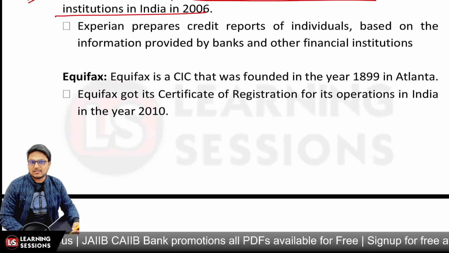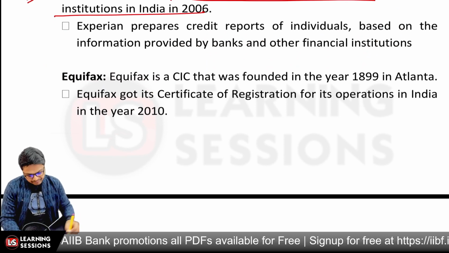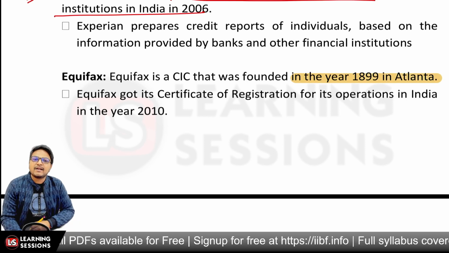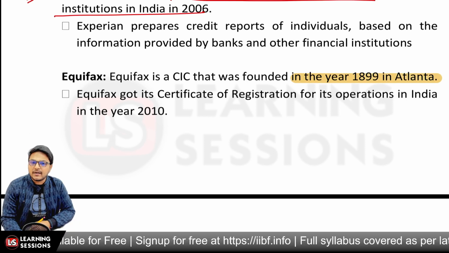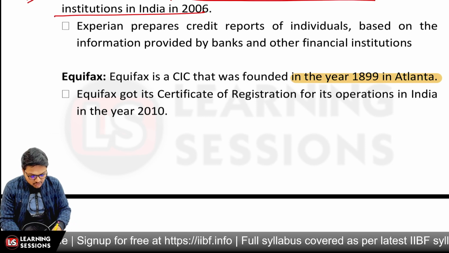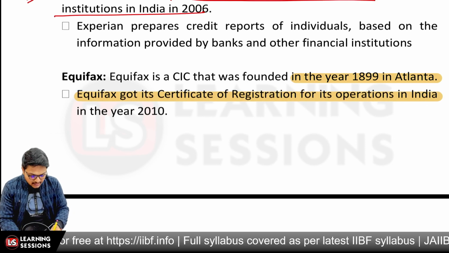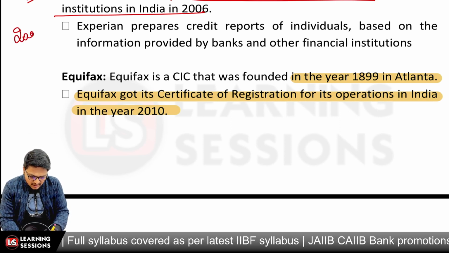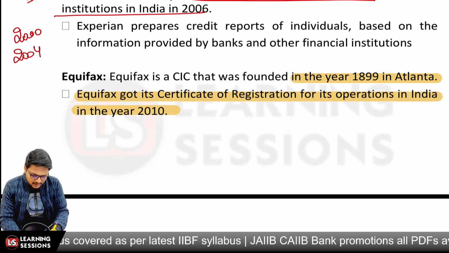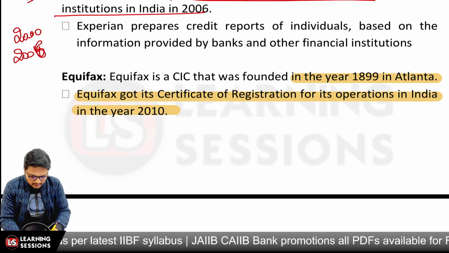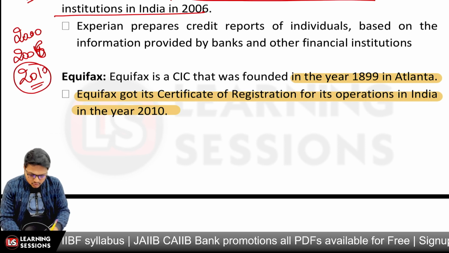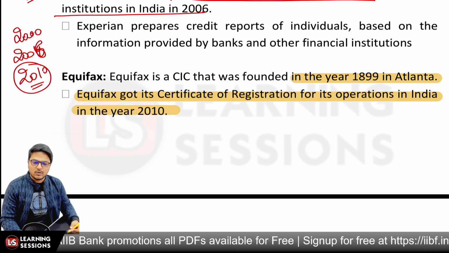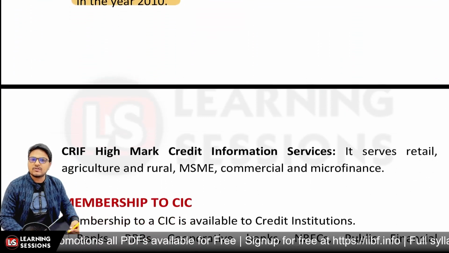Further, it's Equifax. Equifax is also a CIC. It was founded in 1899 in Atlanta, and Equifax got its certificate of registration to commence its operations in India in 2010. So we can say CIBIL came in 2000, Experian in 2004 to 2006, and Equifax in 2010. This is a foreign concern which was established in 1899 in Atlanta, and started its operations here in India in 2010.